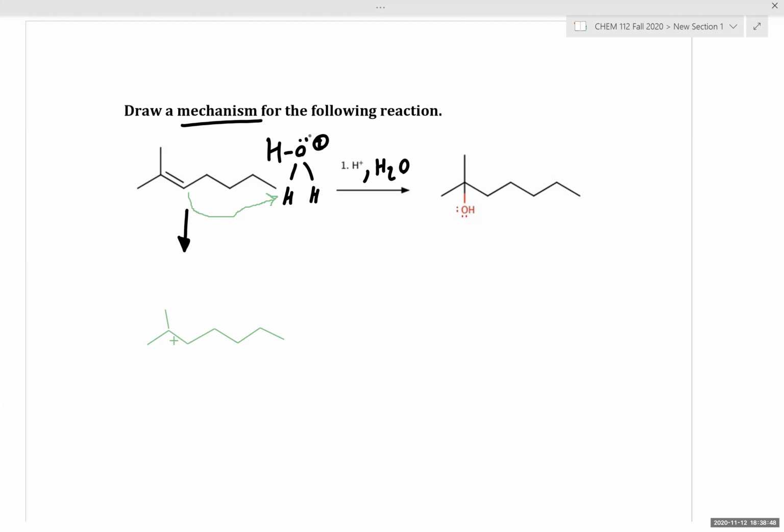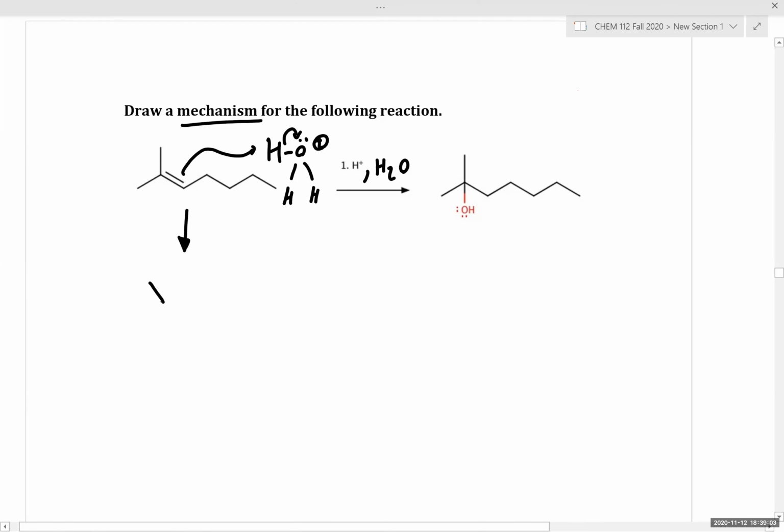Perfect, perfect. So in the first step for this proposed mechanism, we protonate our alkene and we generate the more stable carbocation, which is our tertiary carbocation. Okay, now that we have our tertiary carbocation, what's our next step? So we have our tertiary carbocation and water floating around. So what would our next step be? What's the next step in this process?